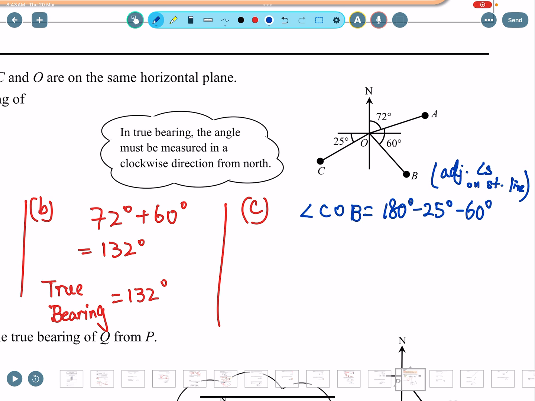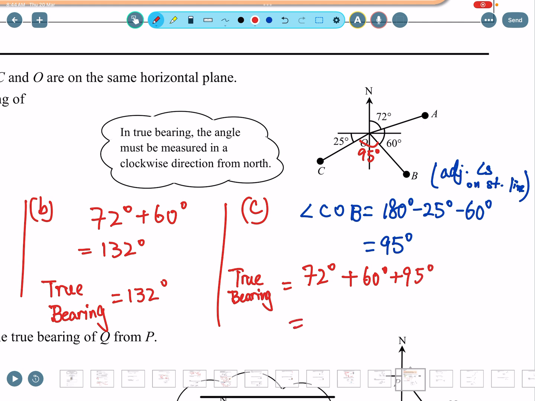180 minus 25 minus 60 is 95. See, I told you it's not a right angle, do not assume. It's 95. So we have 95 degrees here. Now in order to get this angle, we gotta add all those. 72, we can just write true bearing here, plus 60 plus 95. That's 227 degrees.